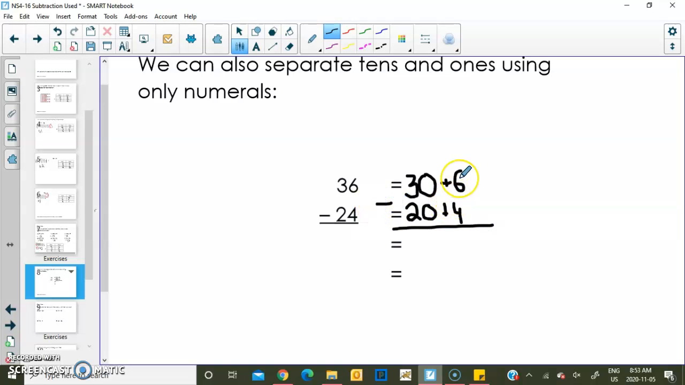Now we're going to subtract this. So 6 ones minus 4 ones equals 2 ones. Very good. And 3 tens, or 30, minus 2 tens, or 20, equals 10. Now we're going to add 10 plus 2 together. What does 10 plus 2 equal? Good, 12. Okay, so we know 36 minus 24 equals 12.